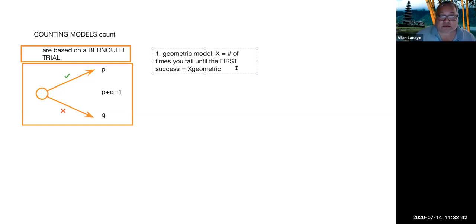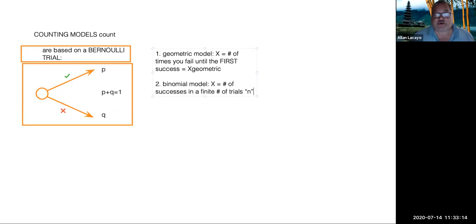A second model under study will be called the binomial model. In the binomial model, X represents the number of times you observe successes, the number of successes in a finite number of trials that is preset or known. And we use the letter N to denote the total number of tries.